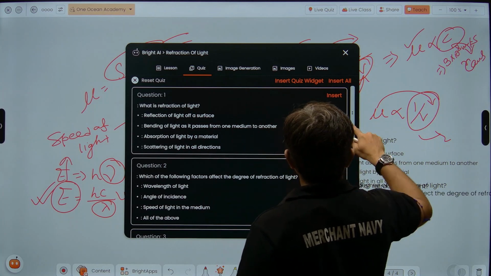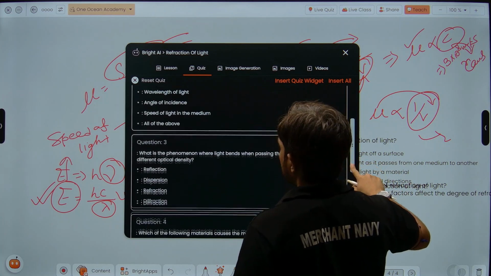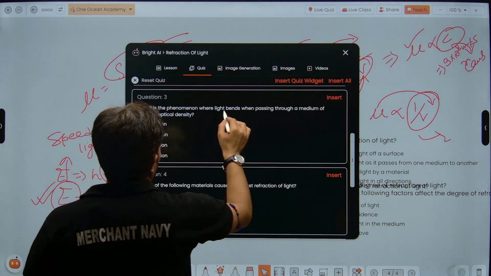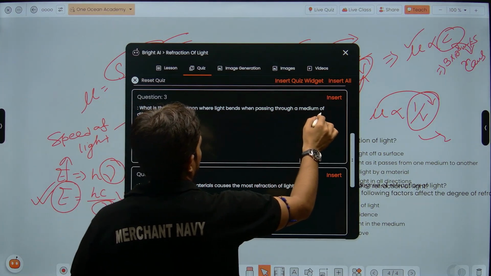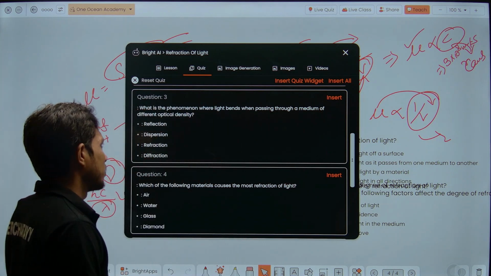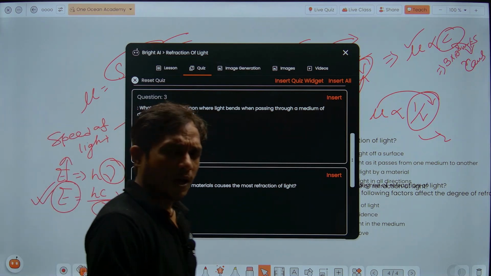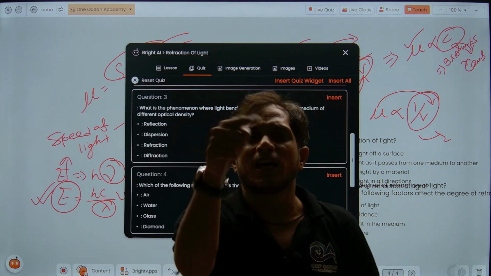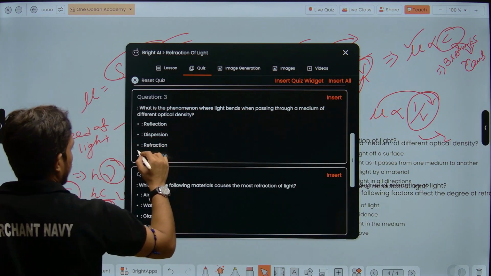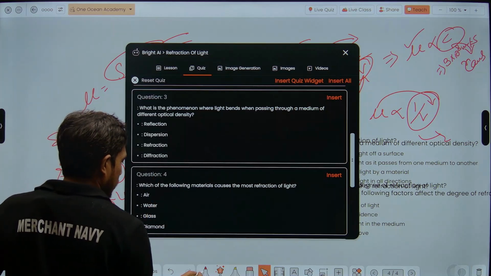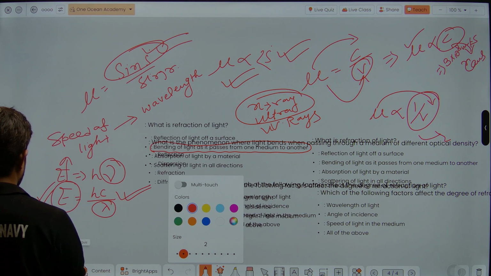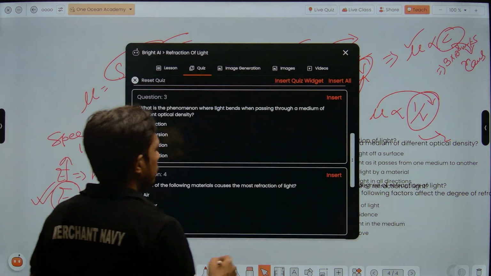Now the third question: what is the phenomenon where light bends when passing through a medium of different optical density? So when there is a change of medium, what will occur? Refraction will occur. The answer will be refraction of light. Okay. Now, next question.